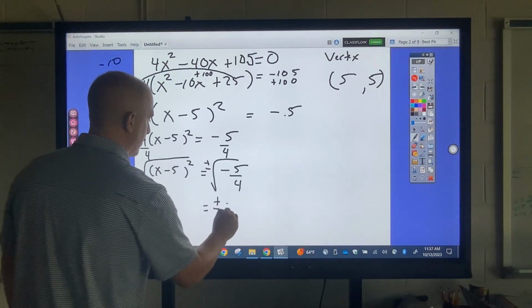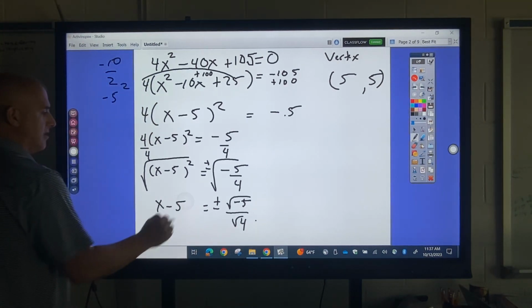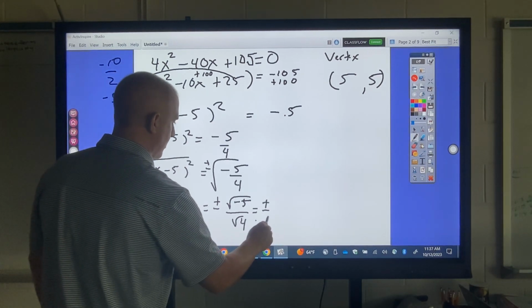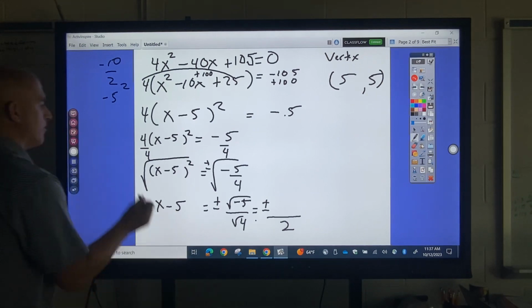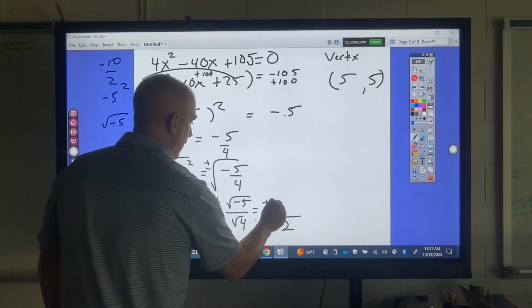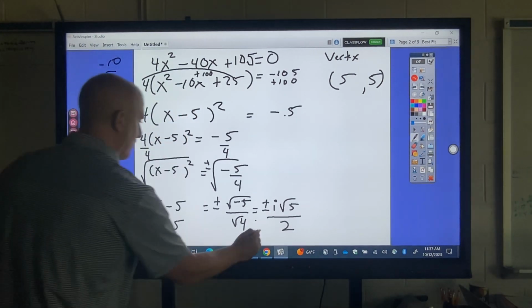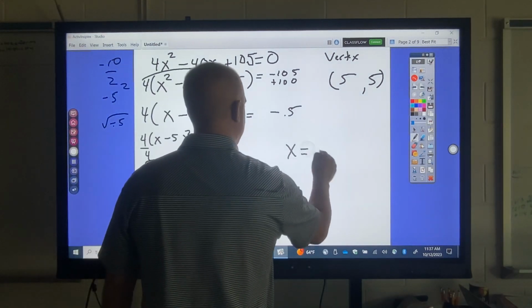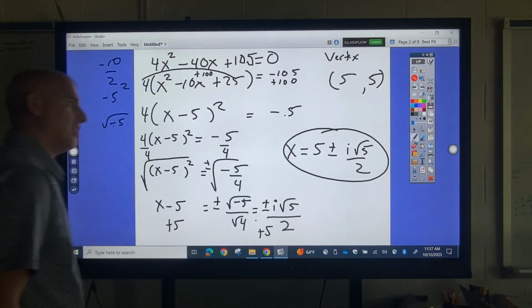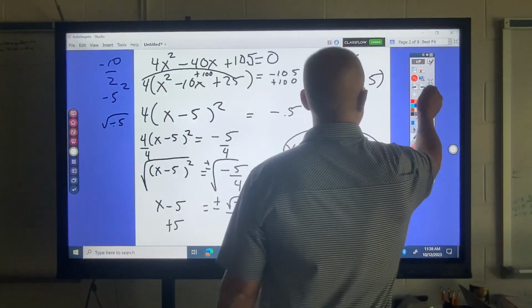I would split that: negative 5 over the square root of 4. Before you multiply by anything, that just goes away, and that 4 would reduce to 2. Now, I would want to reduce the square root of negative 5. Well, that's prime, but since that's negative, I have to have an i out there. So i square root of 5. I would add 5 over to this. So my solutions are 5 plus or minus i square root of 5, all over 2. If you graph that, it doesn't actually cross the x-axis.